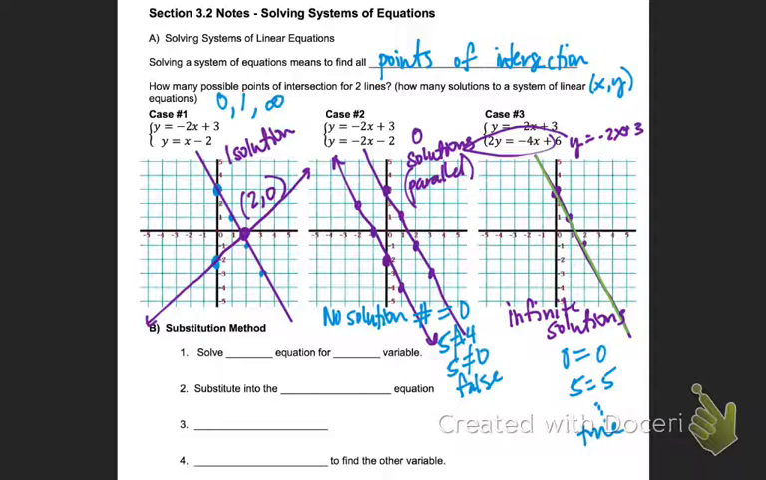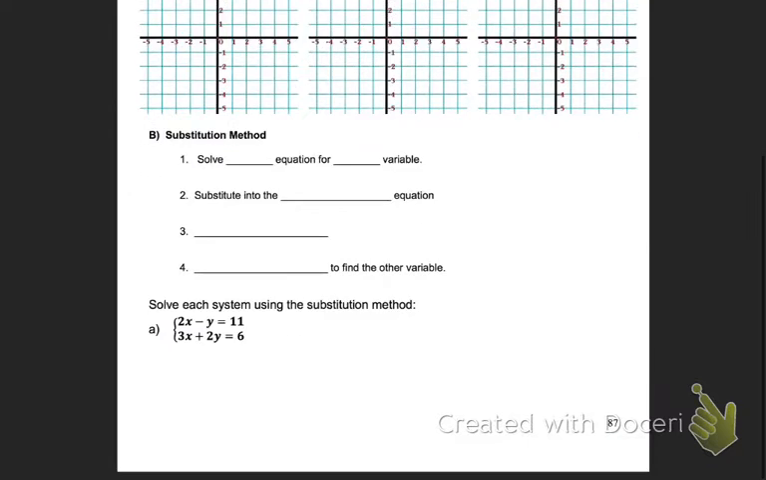So in the substitution method, you are going to solve one equation for one variable. You can choose x or you can choose y. Substitute into the other equation and then solve. Once you've solved for that, let's say you've solved for x, then you're going to substitute and find the other variable. So that's a step-by-step process, but I like seeing an example better, in my opinion.